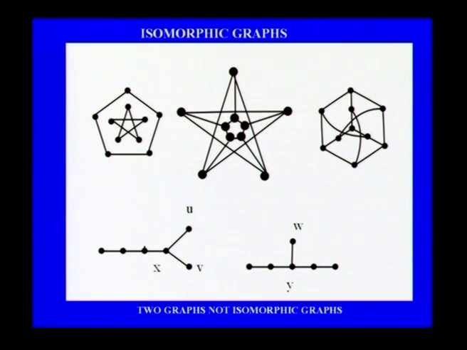These are necessary conditions, but not sufficient conditions. So, something may satisfy all the three conditions, still the two graphs may not be isomorphic.